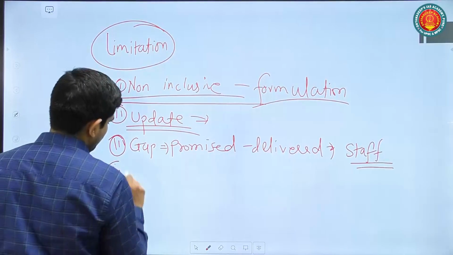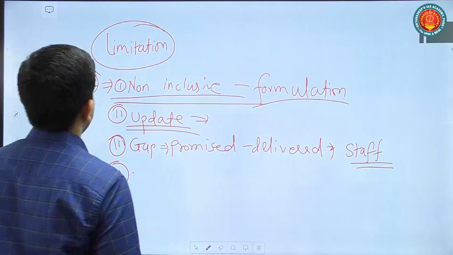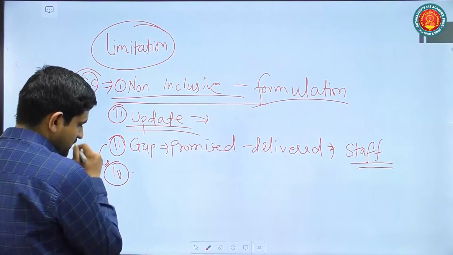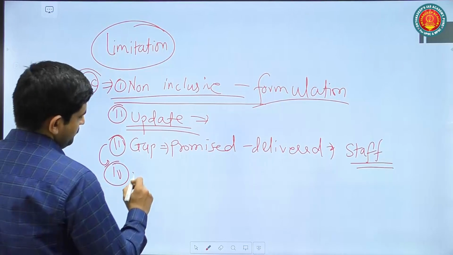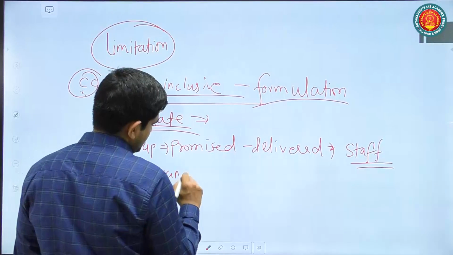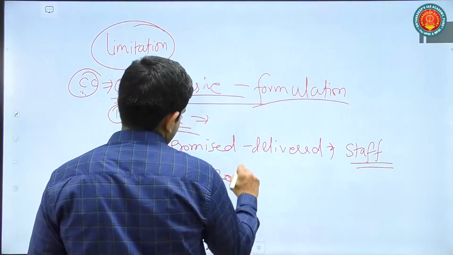Then with respect to your fourth thing, citizen charter limitation, you can talk about another issue of citizen charter, and that is the grievance redressal is also absent in many of the citizen charters. Grievance redressal is also absent.